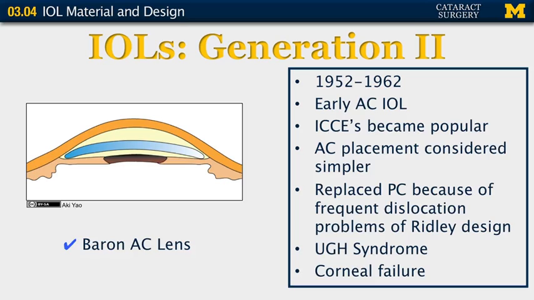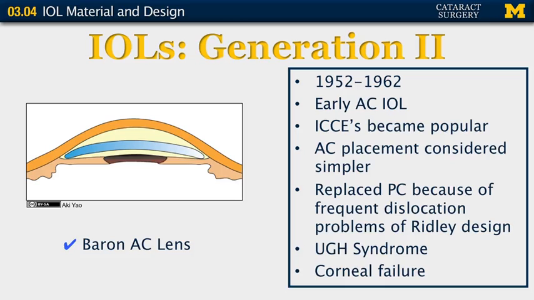Next, we move into the second generation of lens implants. At this point, most cataract surgery was being performed with an intracapsular technique so that there was no remaining posterior capsule to hold a lens implant. These lenses were therefore being placed in the anterior chamber, and they were considered somewhat simpler to place compared to the previous posterior chamber lens implant.